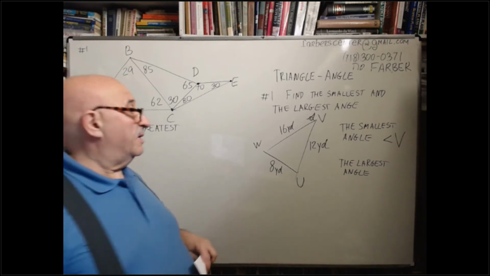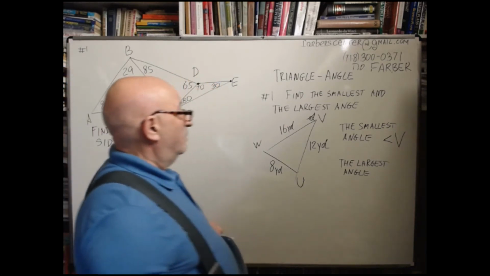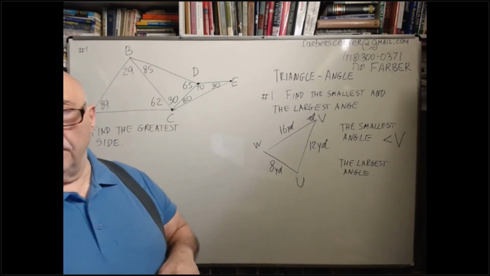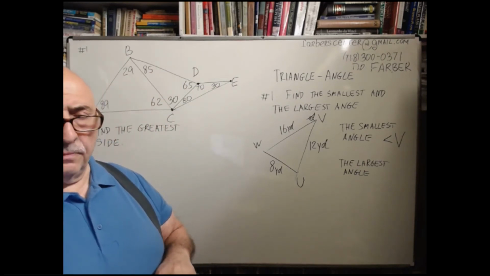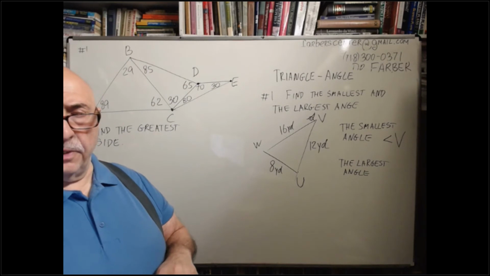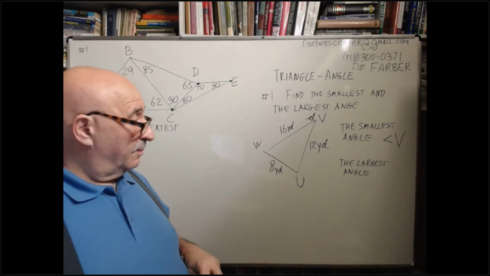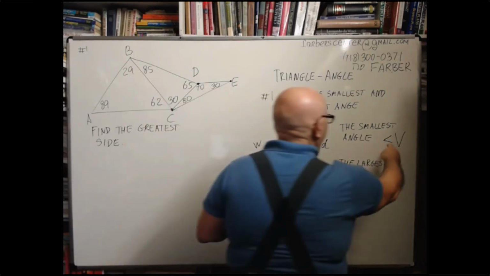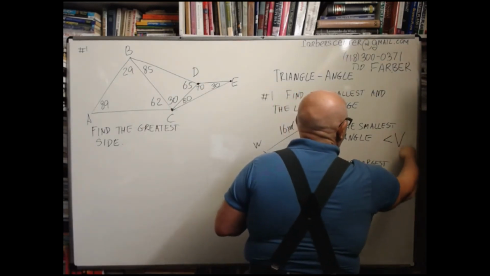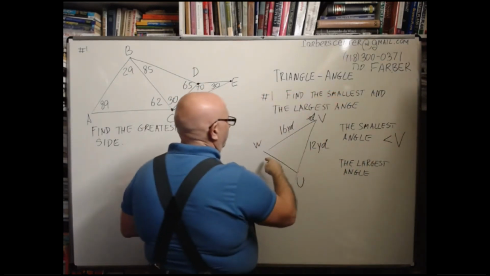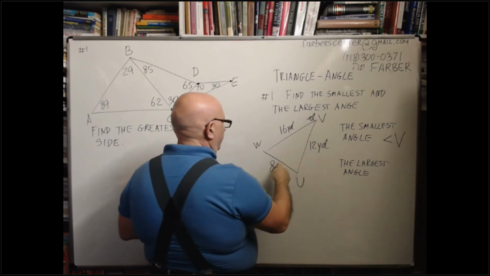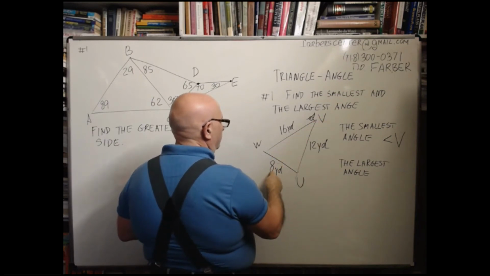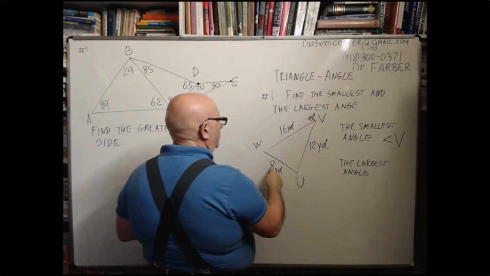Now answer the greater side. I'm confused on what that stands for. Say it again. I'm confused on what you wrote. This is angle V. Angle V is located against this, which is the smallest.